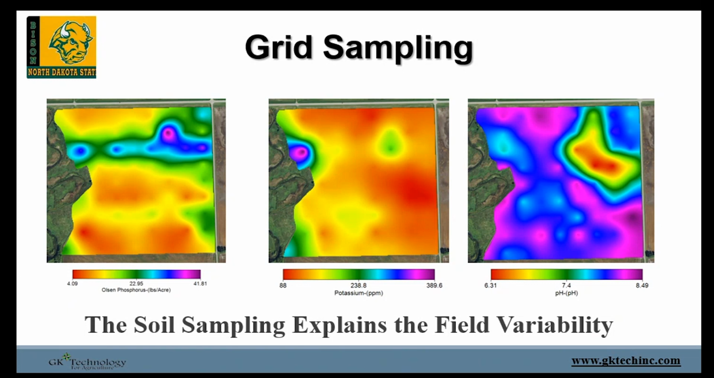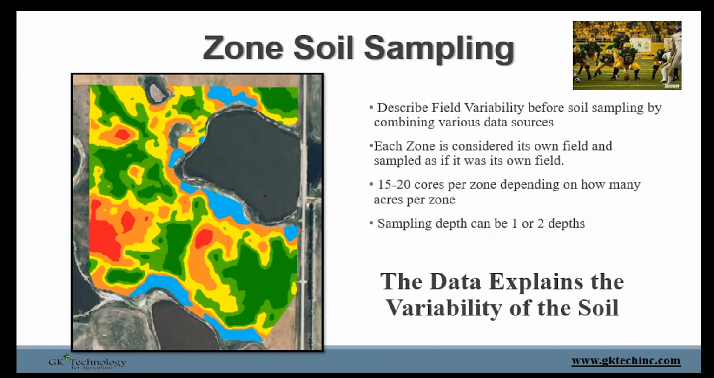So as you can see, this phosphorus result, this potassium result, and the soil pH result, all 3 of those have extremely different maps. They look very different. That's because the soil sampling explains the variability in grids. Okay. Zones, on the other hand, the data explains the variability in the field. So you take different data layers and merge them all together. And then based on that, you end up with zones. So each one of those zones should be considered as if it were its own field.